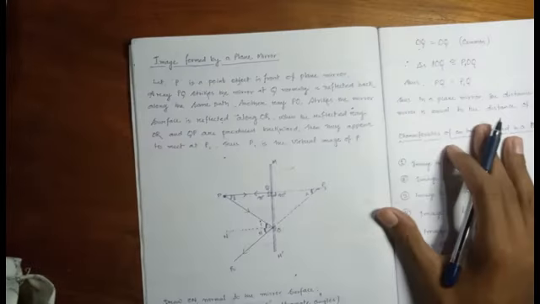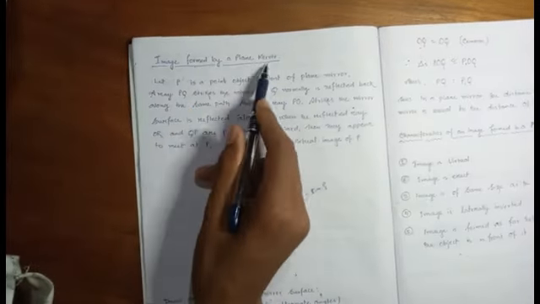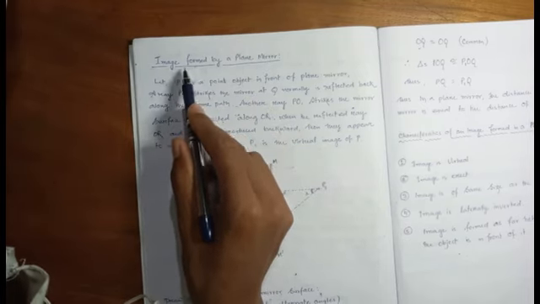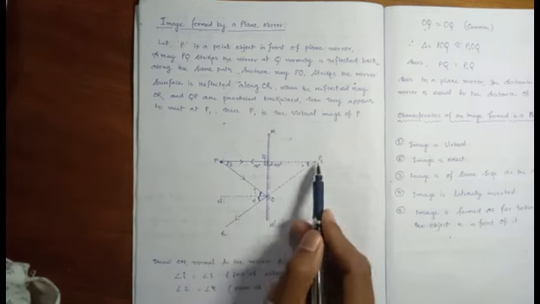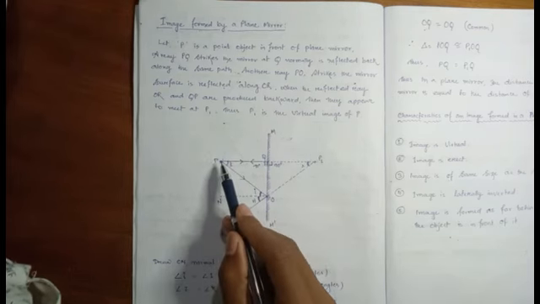Clear? So this was about the image formed by a plane mirror. What you learned is that for the image formed by a plane mirror, the distance of the image is always equal to the distance of the object from the plane mirror.